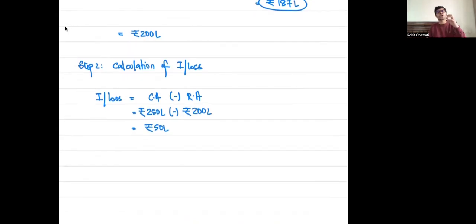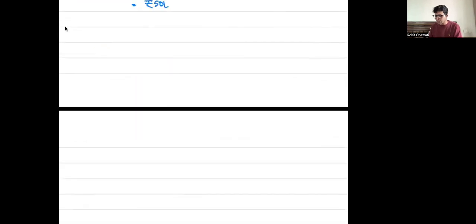The journal entry, I'm not going to repeat it. It's the same as what we saw earlier. It'll be impairment loss debit in the P&L of 50 lakhs, credit either asset or accumulated impairment. You can either credit asset or you can credit accumulated impairment. So that is with regard to calculation of impairment loss. Let's also calculate the revised carrying amount.